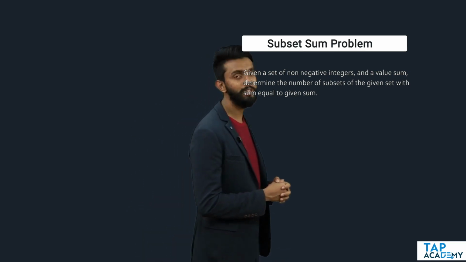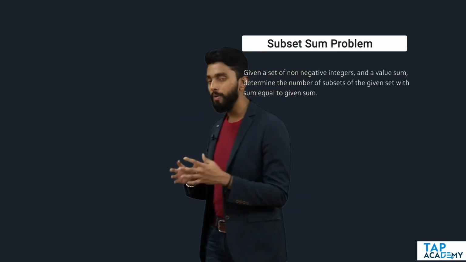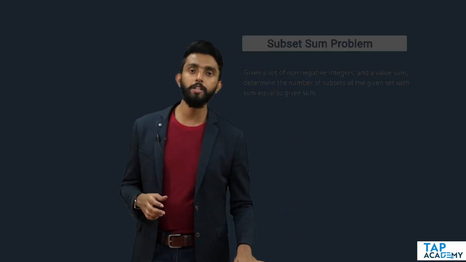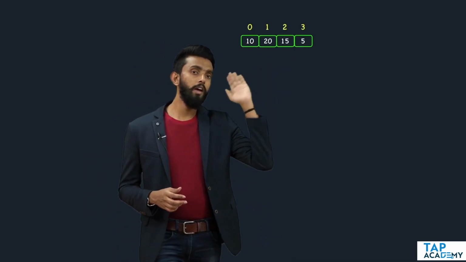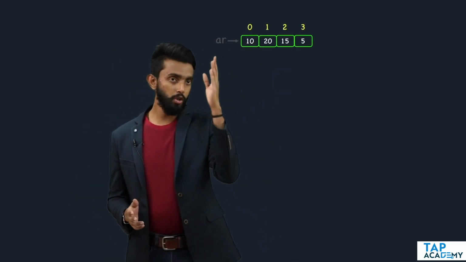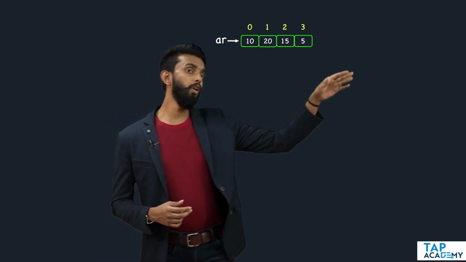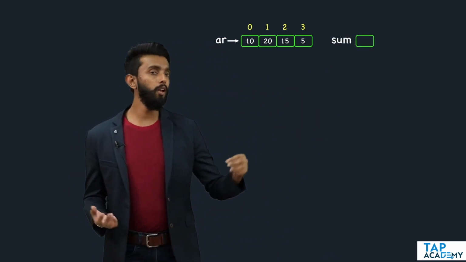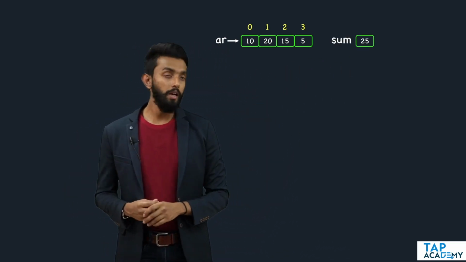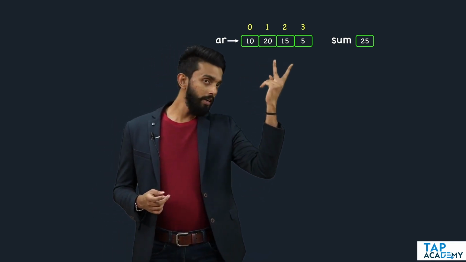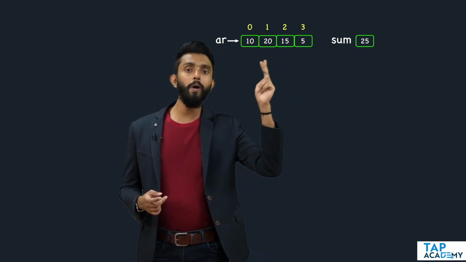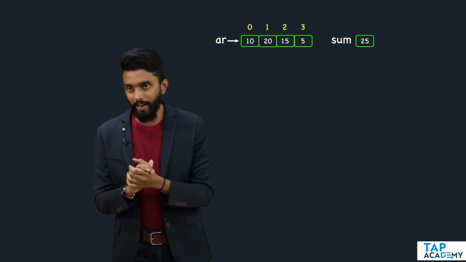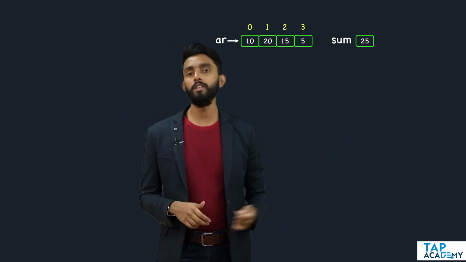Now what does this question mean? Maybe you understood, maybe you didn't. Let me help you visualize it. They will give you an array of non-negative integers. Let's call it AR. They will give you a value called sum. It could be any value. I'm assuming it is 25. Now you must find sets of such values within the array which when added together will result in the sum.